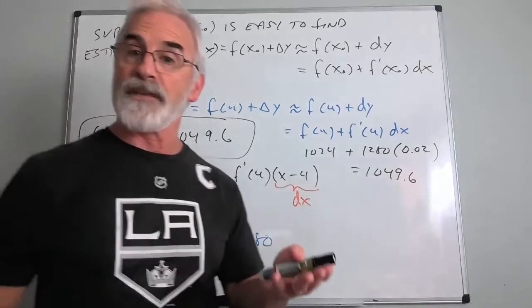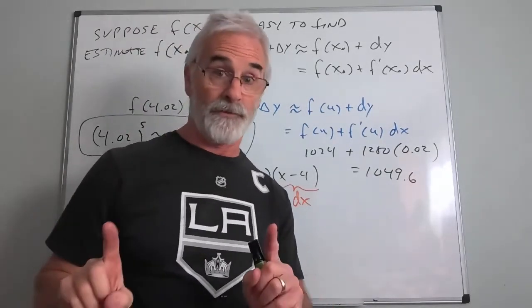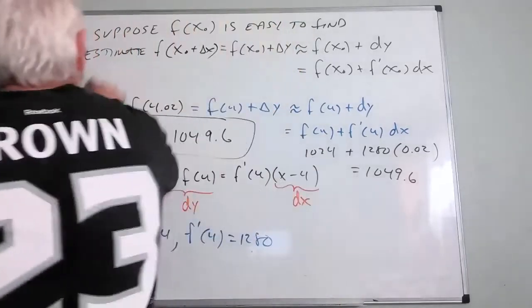That's the formula. That's what you did in Calc 1, and it's a very, very simple formula to use. But what we want to do now is extend that into 3 dimensions and see how it works when you have multiple independent variables. Okay, so let's start with that.